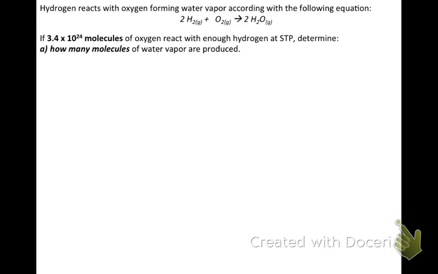Problem number 4 is very similar to problem number 1. It's just simple stoichiometry, no gases involved, no limiting reactant involved. The only maybe difficulty you can find here is that you need to work with Avogadro's number because they are giving you molecules of one of the reactants.